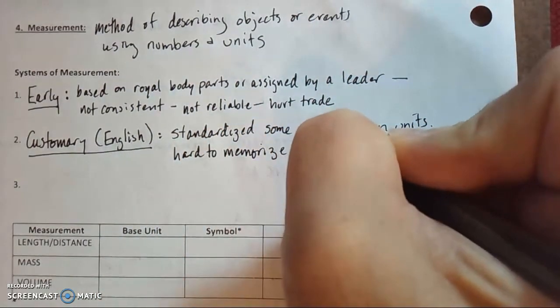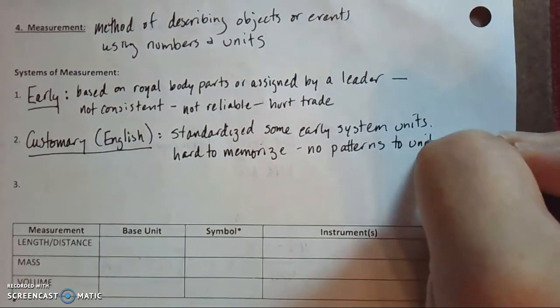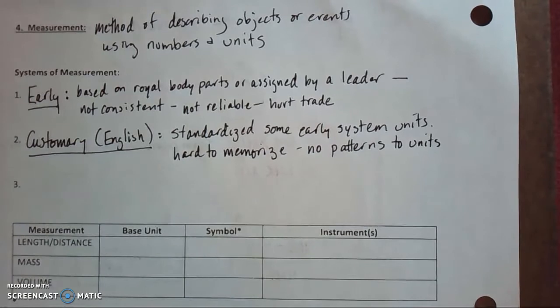The only bad thing about this system is it's hard to memorize. There are no real patterns to the units. Take, for example, there are 12 inches in a foot, there are 3 feet in a yard, there's 1,760 yards in a mile, which means there's 5,280 feet in a mile. Where's a pattern to that? Or there's 2 cups in a pint, 2 pints in a quart, but there are 4 quarts to a gallon. Why aren't there 2 quarts in a gallon? That would make much more sense. So you just have to memorize those things, and it can be rather hard.